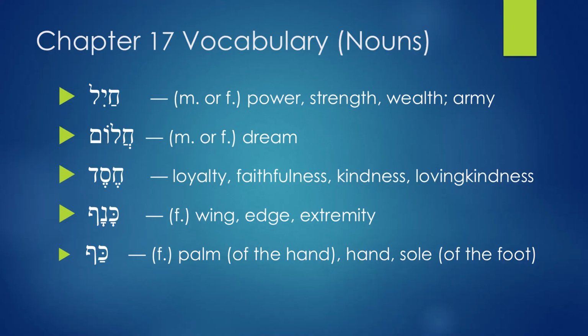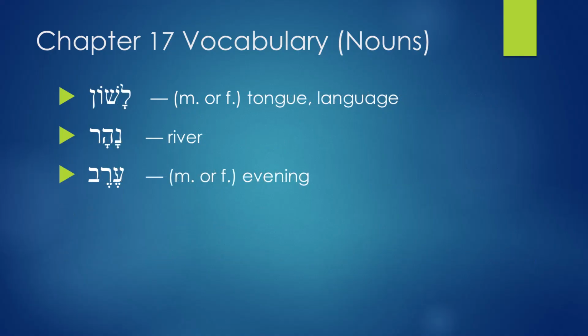And then we have kanaf. Kanaf means wing or edge or extremity. And then we have kaf. Kaf means palm, palm of the hand. Still on the nouns, we have lashon. Lashon means tongue or language. And then we have nahar. Nahar means river.